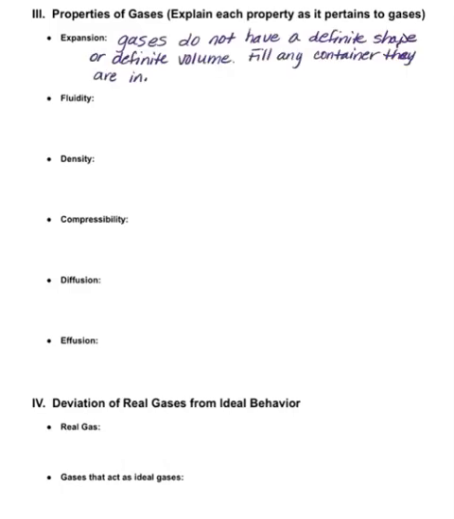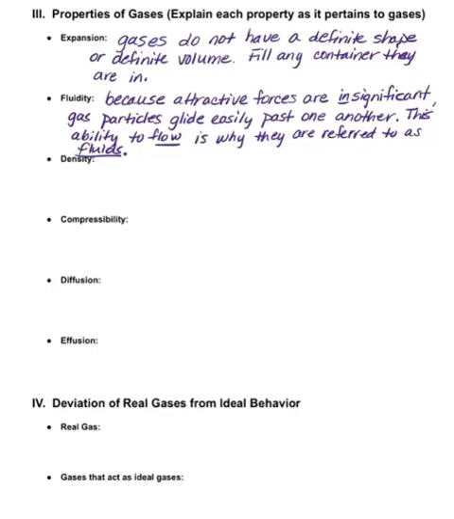Okay, our next property is fluidity. Because the attractive forces between the gas particles are insignificant, gas particles will glide past one another. This ability to flow causes gases to behave as a liquid does. And because liquids and gases flow, they're both called fluids. It is that ability of gas particles to slip one past another that means they can flow, and therefore they are a fluid.